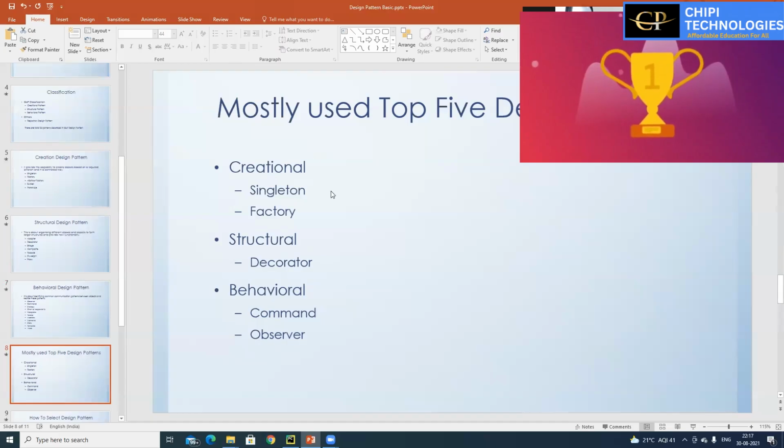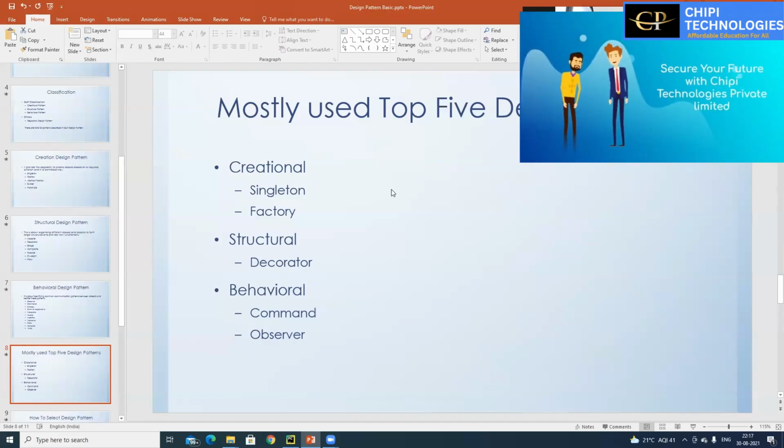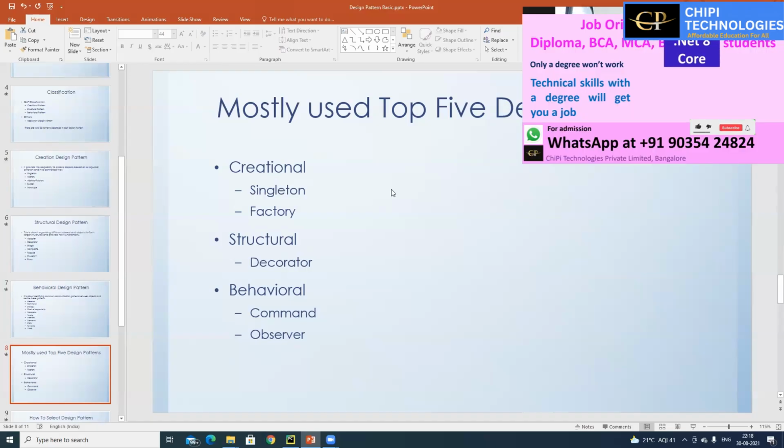So I have taken a note of some of the most used design patterns, and these are also the most asked interview questions. Please focus on all these design patterns, because they are very important for your interview purposes as well. As I said, they are used the most, so they are also asked the most. Whenever you go for an interview, do a freshen up and a revision of all these design patterns.